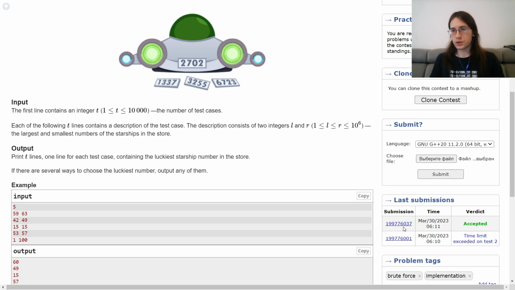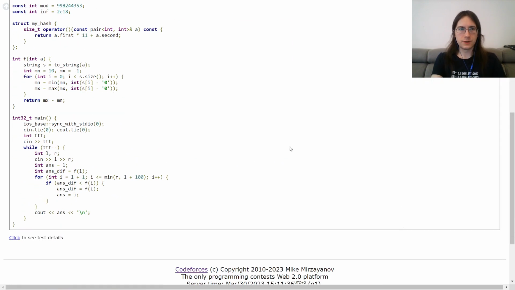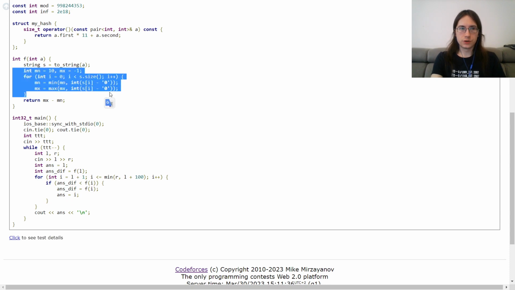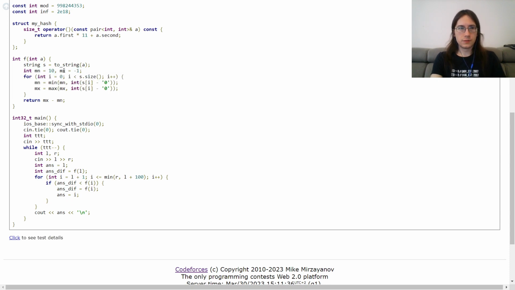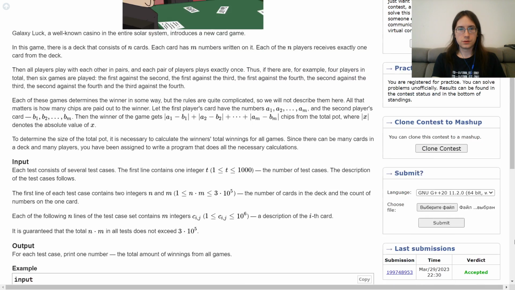Let's look at the implementation. So this f is just a function which returns the difference between maximum and minimal digit in the number. Initially the answer is L, the answer difference is f of L. We try starting from L plus 1 up to either R or L plus 100. That's it. Moving on to problem B, you can read it now or listen to my explanation.